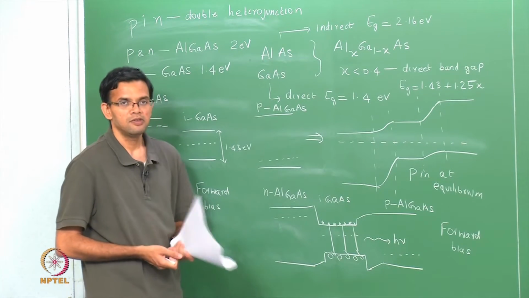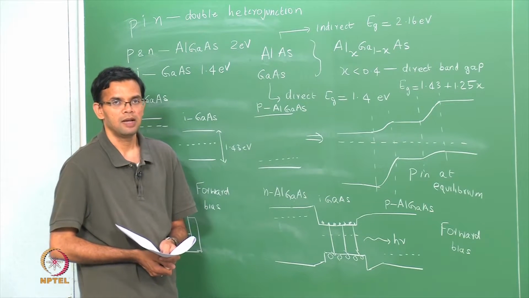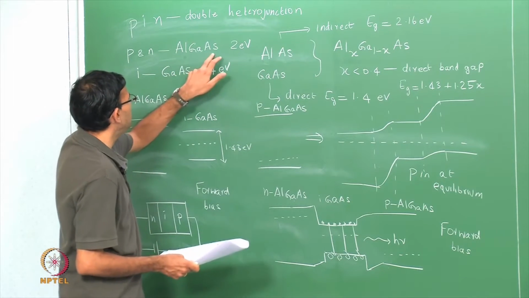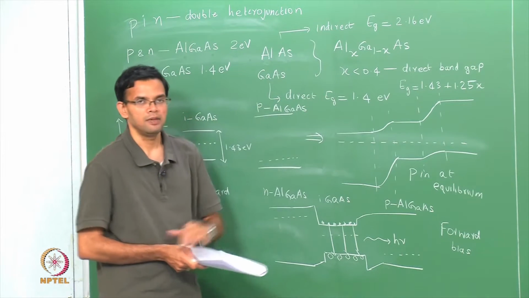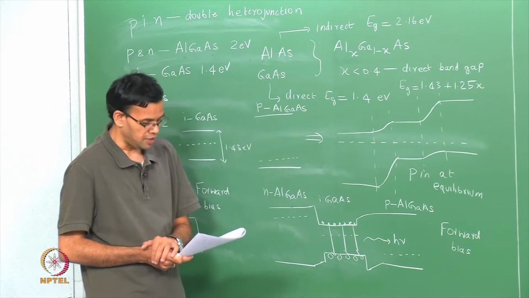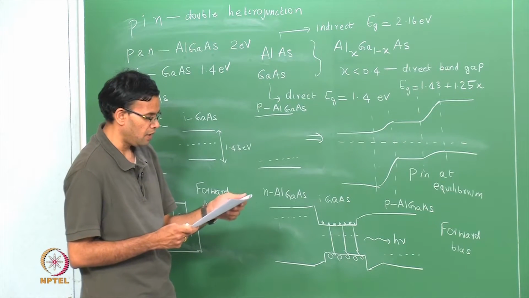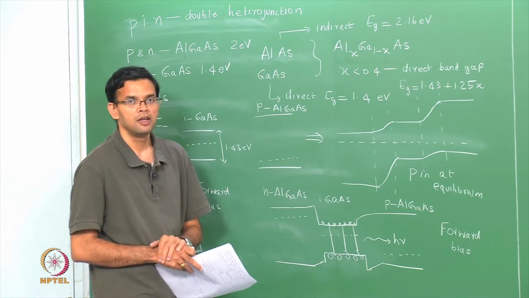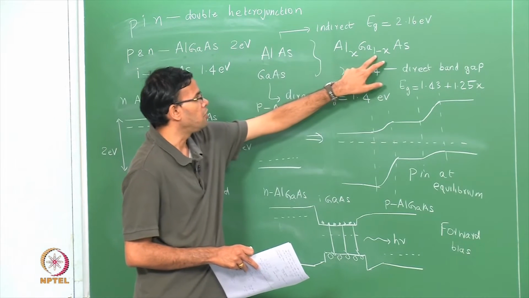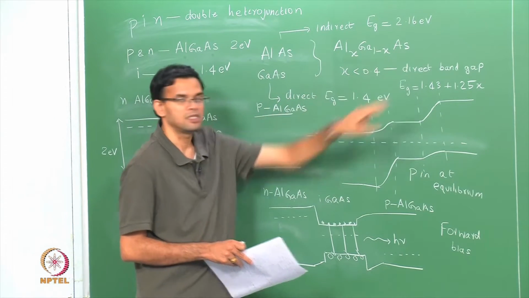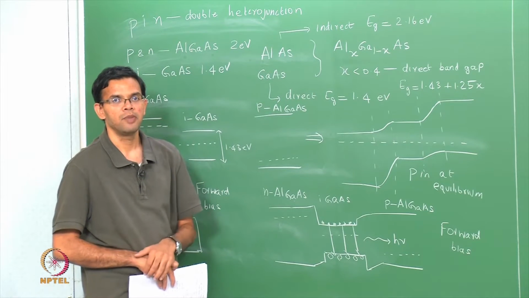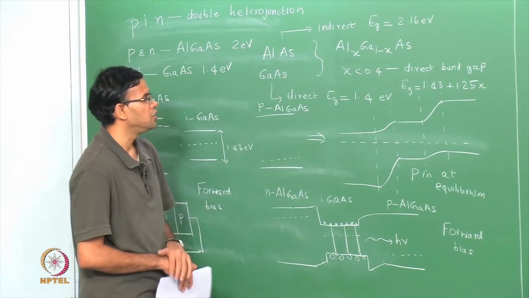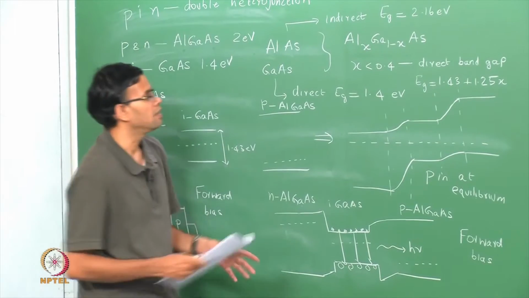We can repeat this with another material. For example, instead of aluminum gallium arsenide, where the aluminum actually substitutes for gallium, you can have another material where you have gallium arsenide phosphide, so that instead of substituting in gallium, the phosphorus substitutes for arsenic. So, this is formed by combining gallium phosphide, GaP, and gallium arsenide.